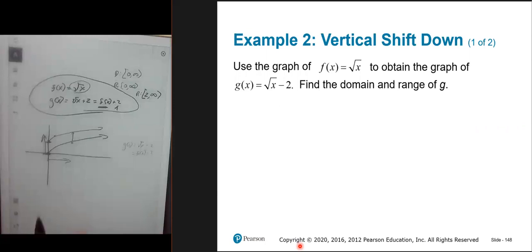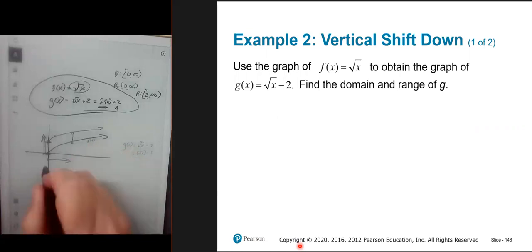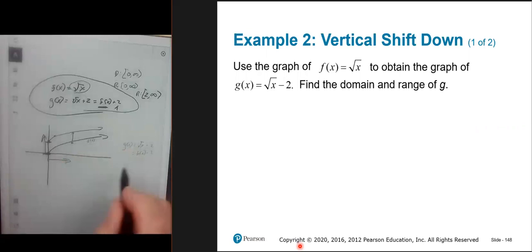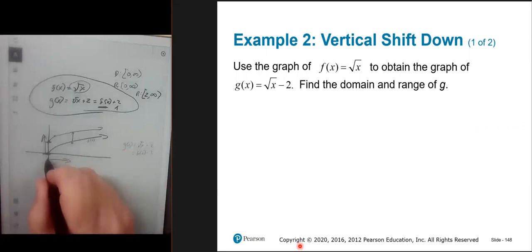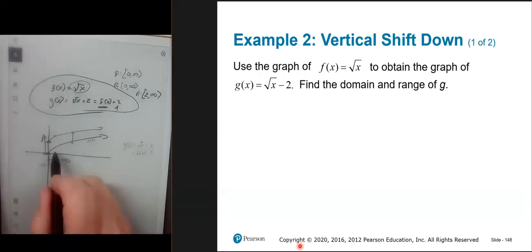So each y value of the parent function, this is F of X here, I'm going to be subtracting 2 from each y value. So 0, 0 got shifted down to 0, negative 2, because I subtract 2 from 0, and then 1, 1, the y value 1, you subtract 2 from, and that takes us down to 1, negative 1.